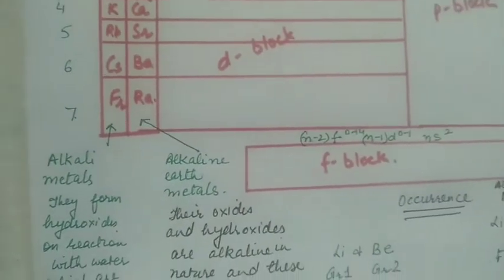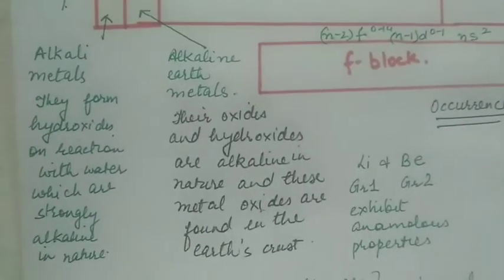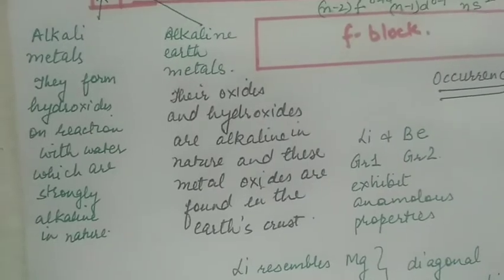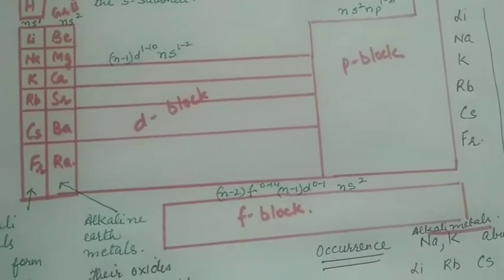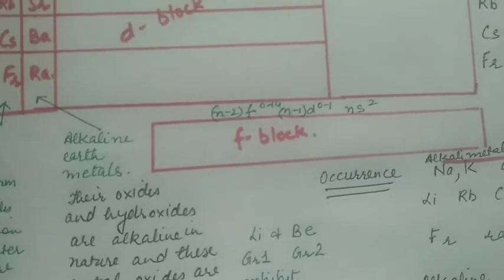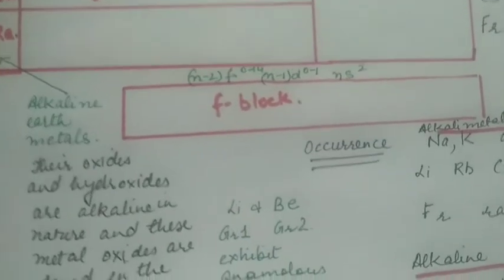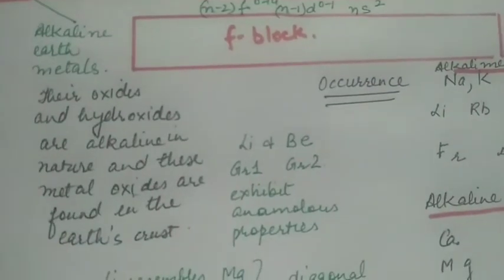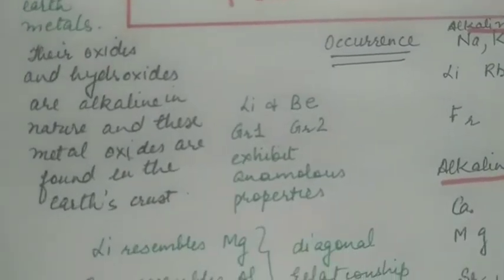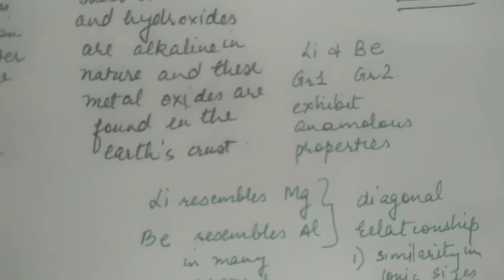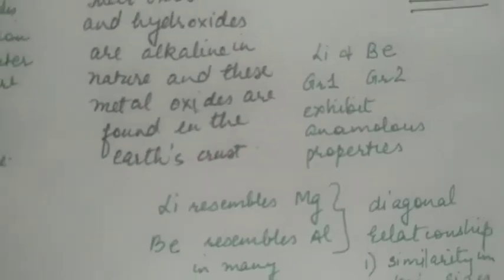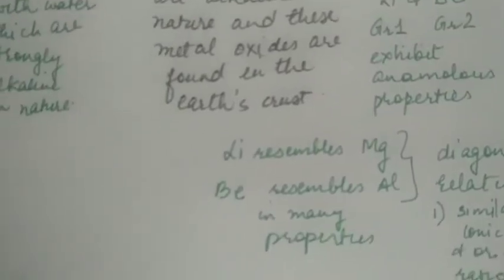These elements are called alkali metals because they form hydroxides on reaction with water which are strongly alkaline in nature. The elements of group 2 are beryllium, magnesium, calcium, strontium, barium and radium. These elements are also called alkaline earth metals because their oxides and hydroxides are alkaline in nature, and these metal oxides are found in the Earth's crust. So they are called alkaline earth elements.